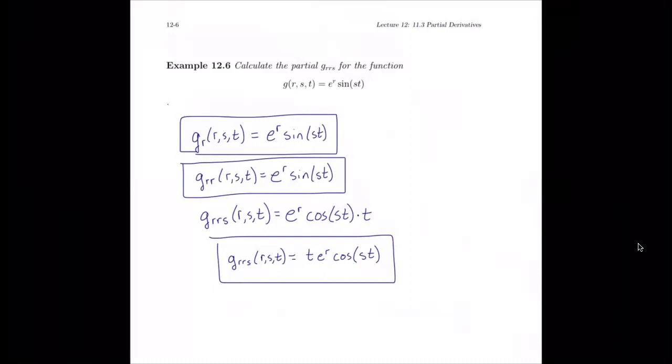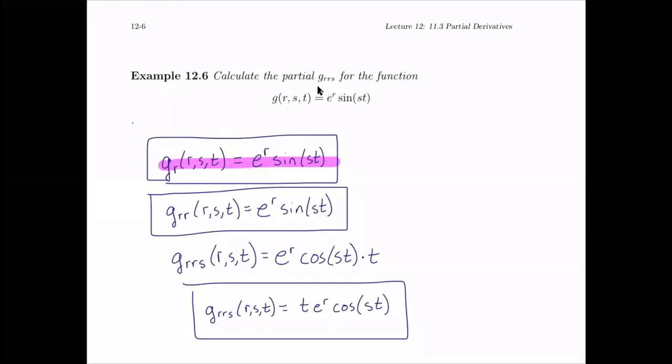e to the r sine of st is the function we're asked to differentiate. So our first derivative, first line, pretty easy to do. There's not a whole lot of work. First line, derivative of g with respect to r of r, s, t, but we're just differentiating e to the r. Well, that's just e to the r, and it's times the constant sine of st, since we're taking this derivative with respect to r. So we just have e to the r times its constant sine of st. Now, continuing along, we need to find the second derivative of g with respect to r. And again, same thing, nothing much changes there.